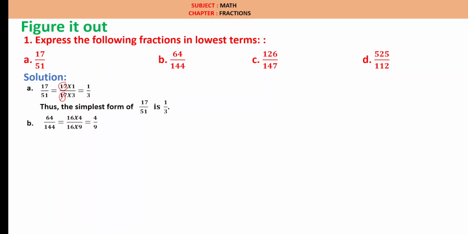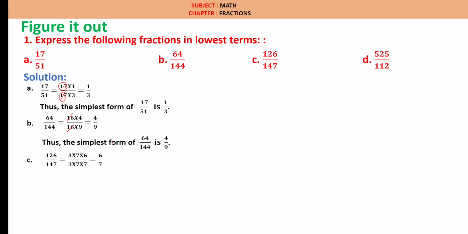Similarly, B, 64 by 144. 64 we can write as 16 into 4. Similarly, 144 we can write as 16 into 9. 16 and 16 cancel in numerator and denominator, which is equal to 4 by 9. Therefore, the simplest form of 64 by 144 is 4 by 9.